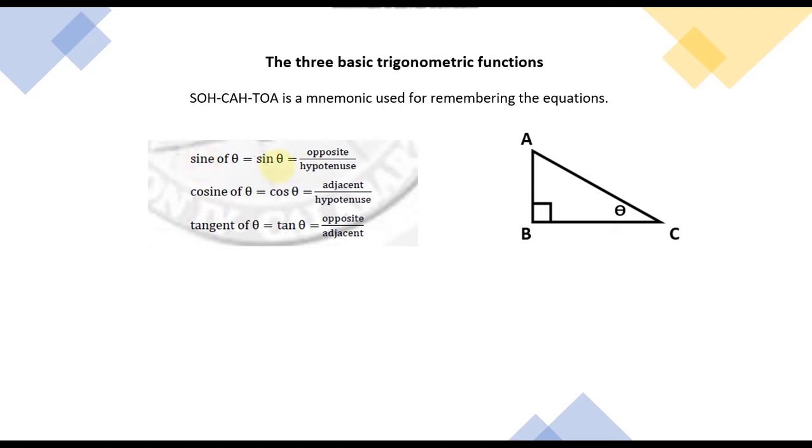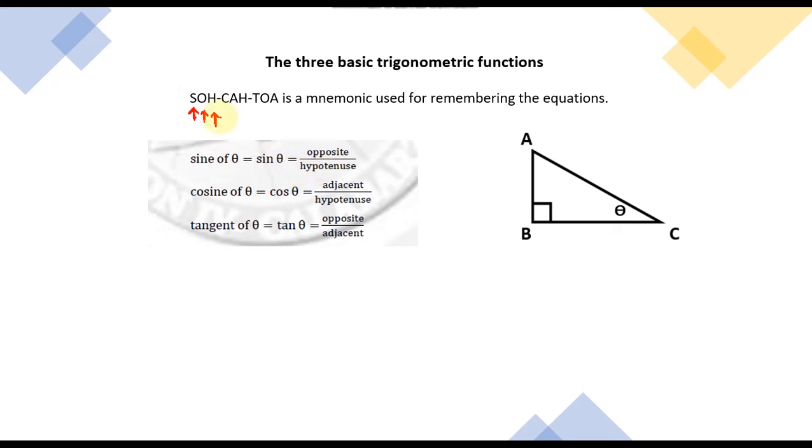As you can see, for sine theta, the initial for opposite is O. S represents sine, O represents the opposite side, and H stands for the hypotenuse. So if you want to remember sine of theta, S stands for sine, O is opposite, and the last letter represents your denominator, hypotenuse. Again, sine theta equals opposite over the hypotenuse.